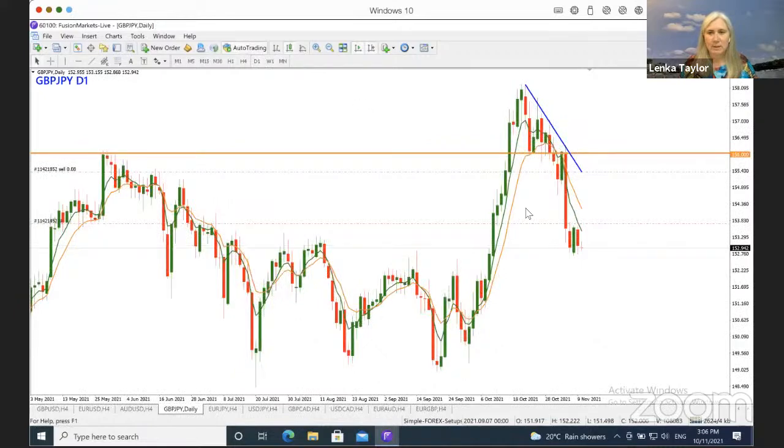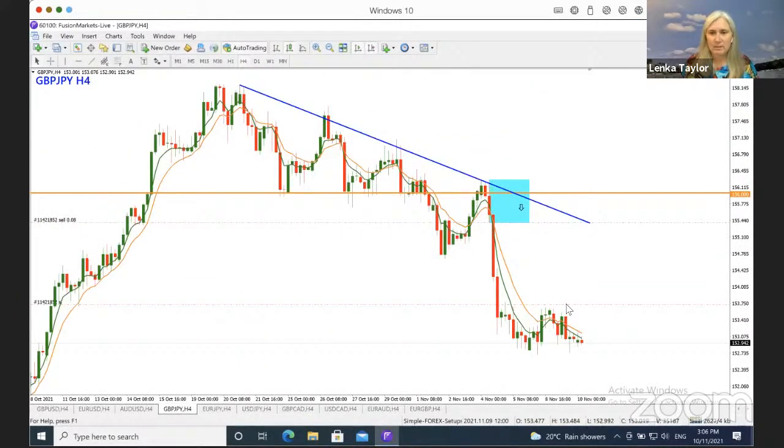So it might have a pullback first and then continue. But yeah, I already took partial profits out, so I don't mind. I'm letting it go. The trailing stop is currently just above the price action here.